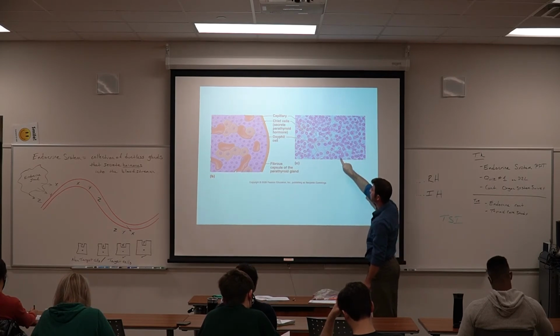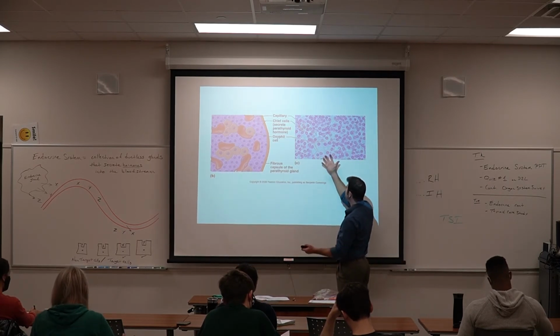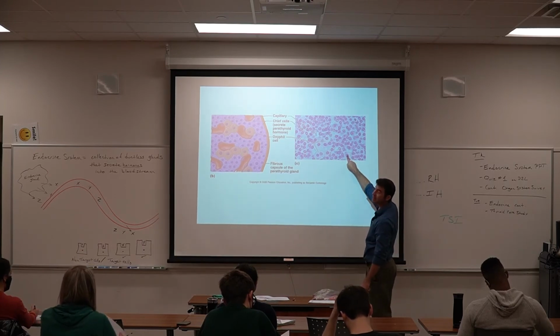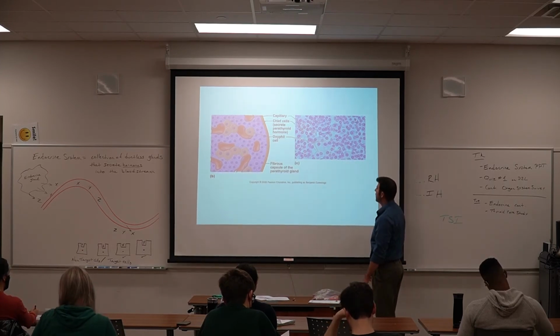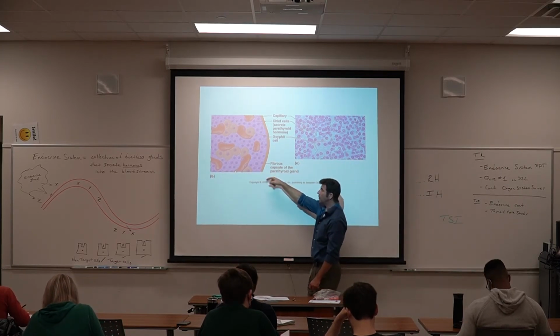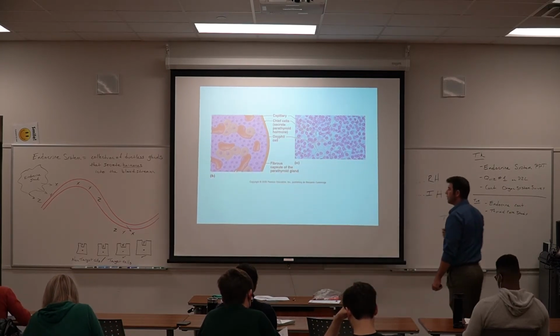What you see is just a collection of these closely packed together, kind of round, plump cells. These are called chief cells. So maybe remember that chief cells are found in the parathyroid gland, and those are the cells that pump out parathyroid hormone.